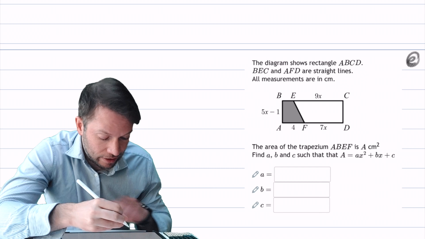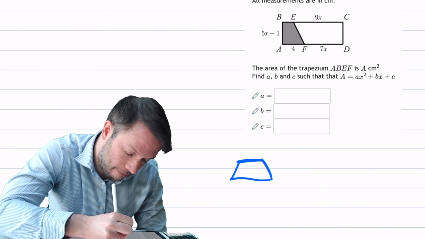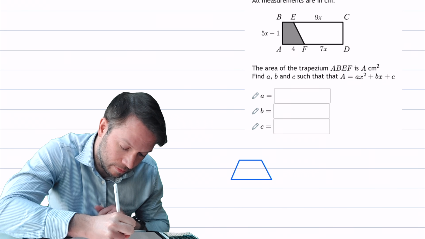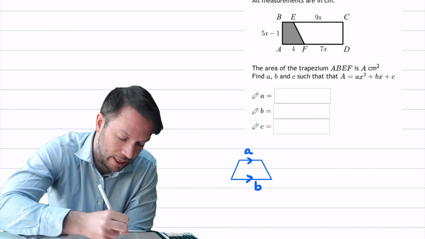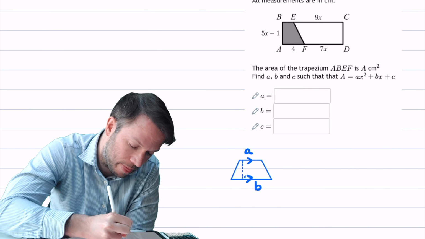Well, if I had a trapezium like this, and the parallel sides were little a and little b, and the distance between them was h, then the area of this trapezium would be the average of the parallel sides, so a plus b over 2, multiplied by the distance between them, so the h, like that. Now let's just substitute in what we have in this question.